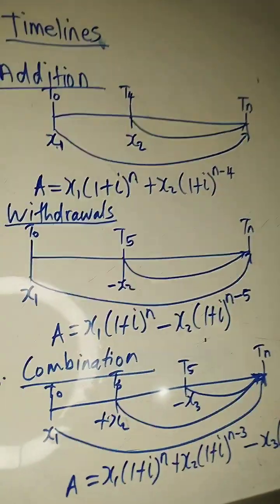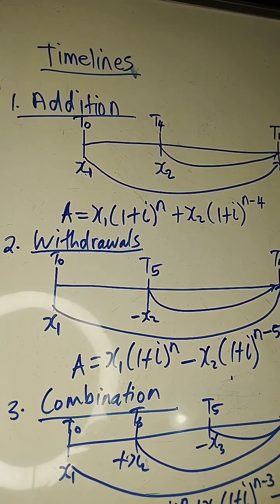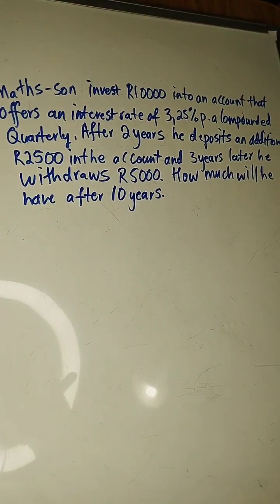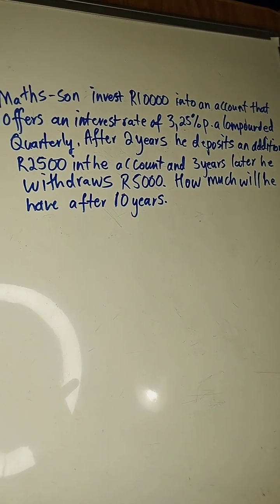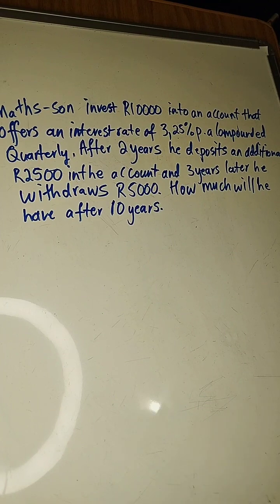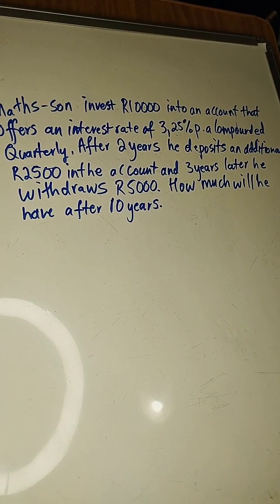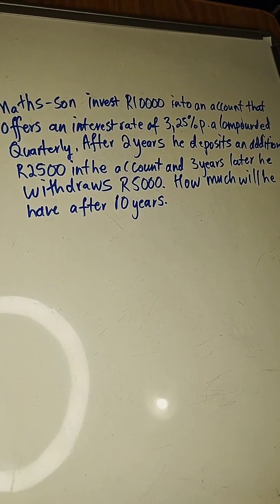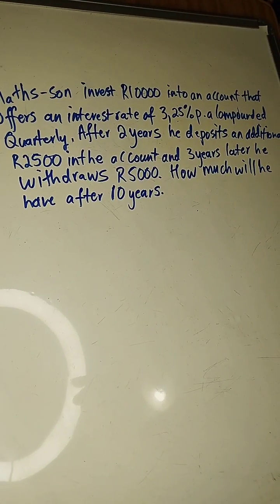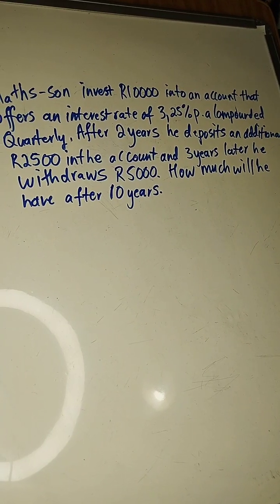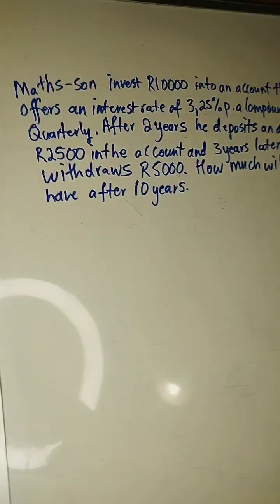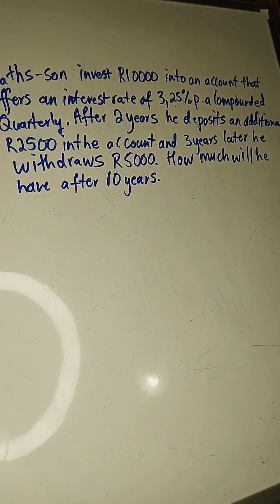Now let me take one problem which will help us on this timeline. This is a problem. Medsan invests 10,000 into an account that offers an interest rate of 3.25% per annum, compounded quarterly. After 2 years, he deposits an additional 2,500 into the account, and 3 years later, he withdraws 5,000.